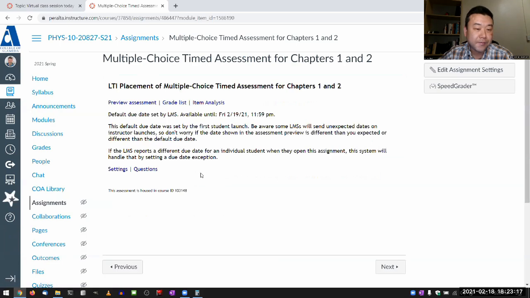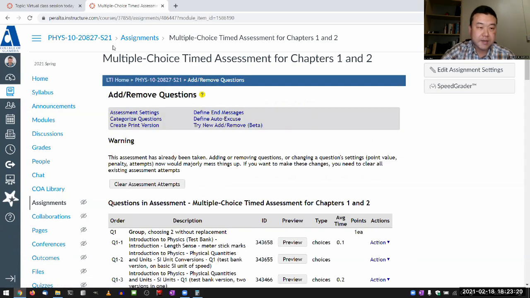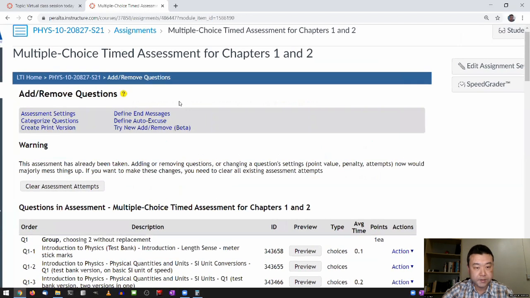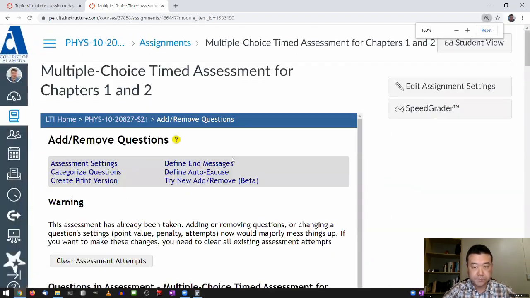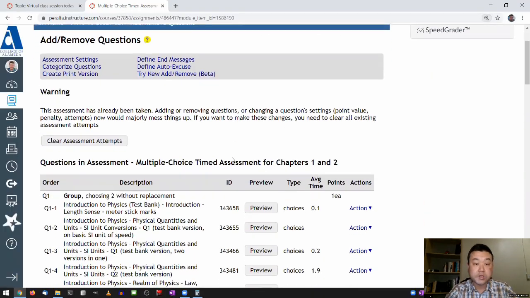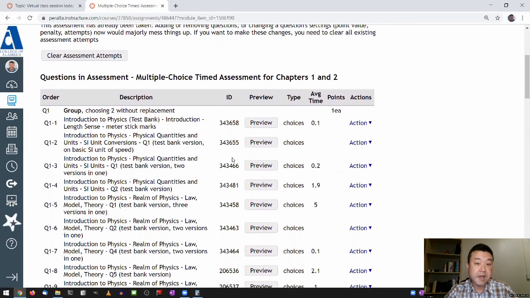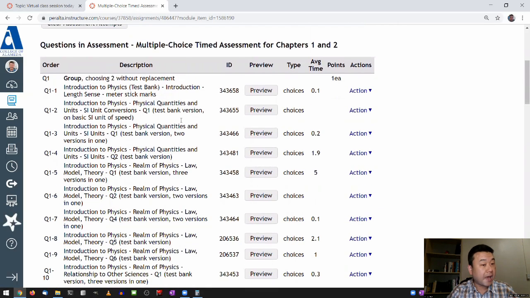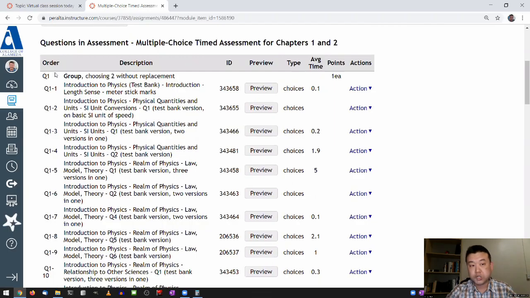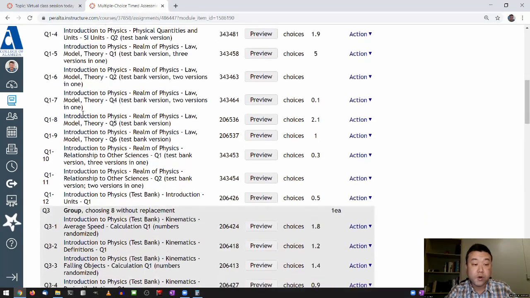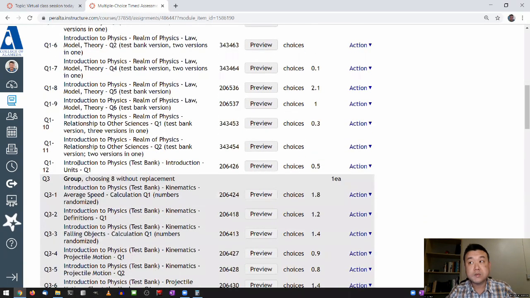When I go to LTI home, go to questions, this is how the whole thing is set up. I use something called a question pool, and it has some structure to it, particularly for an assessment that has multiple chapters in it. I have it set up so that the first 2 questions always come from chapter 1. That's what this means, choosing 2 without replacement. The system is choosing those 2 questions from a pool of 12. So out of the pool of 12, you've seen 2.